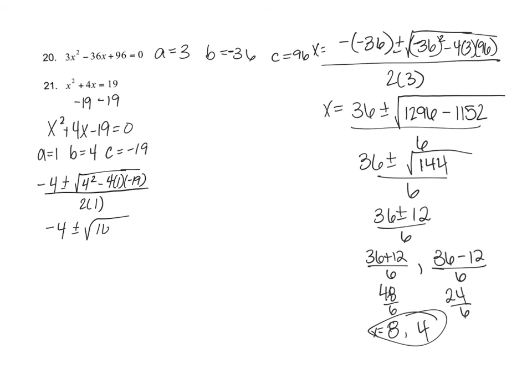So negative 4 plus or minus 16. Now this is a negative and a negative, so that's going to end up being plus, and 4 times 19 is 76, and 76 plus 16 is 92, so negative 4 plus or minus the square root of 92 over 2, and 92 is 2 times 46, and that's 2 times 2 times 23, so that's negative 4 plus or minus 2 square root 23 over 2.